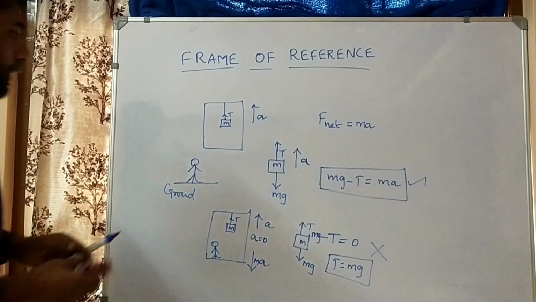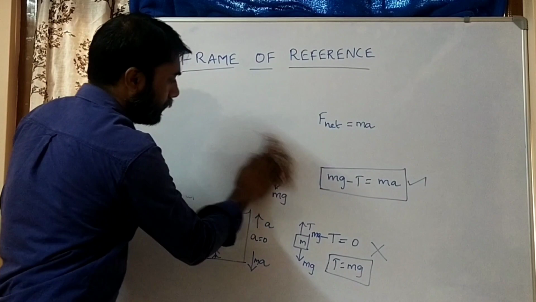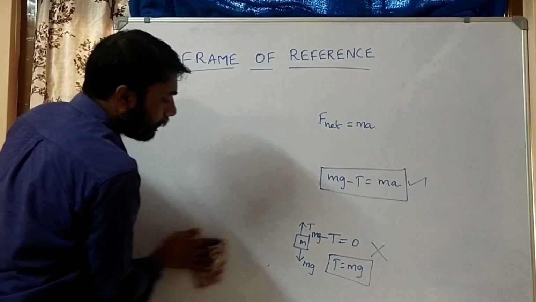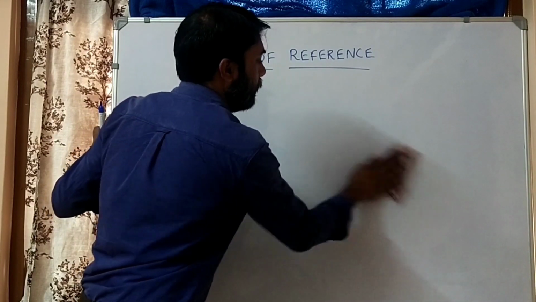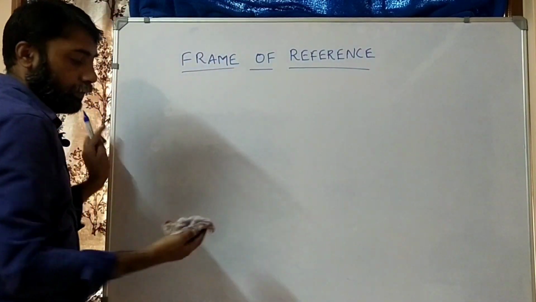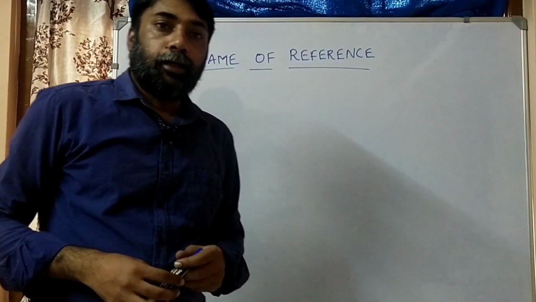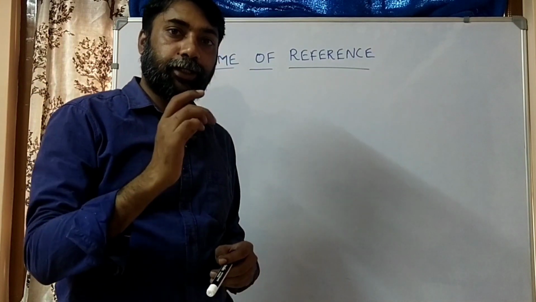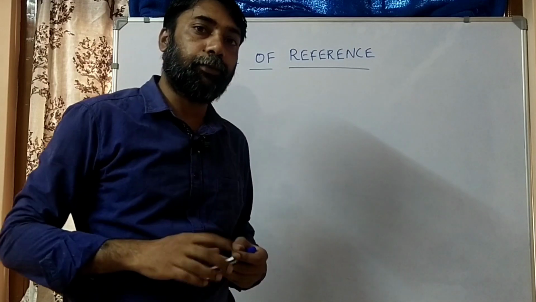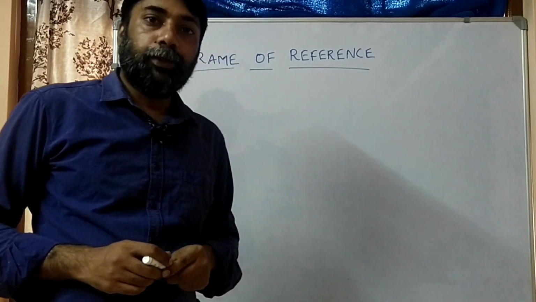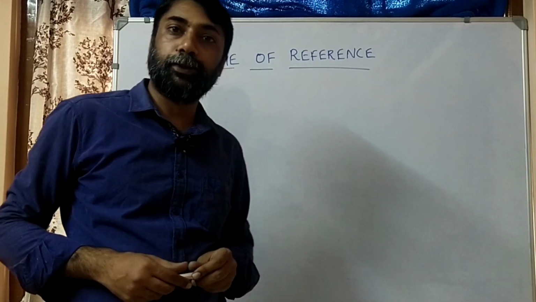Now we'll see what a frame is and how it varies, using a small example. What is a frame? A frame is where from we look at things. Say a train is moving. If you're standing outside and looking at the train, you can say, for example, the train is moving at 100 meter per second.